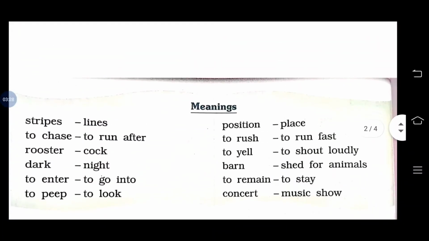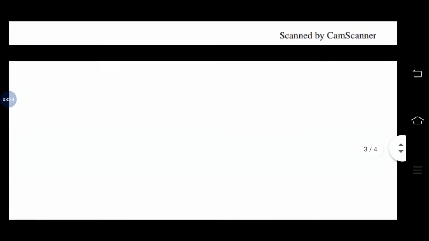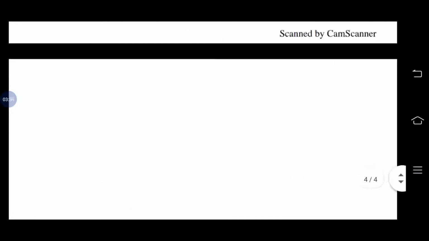Idea, plan. Deaf, one who cannot hear. Slightly means a little. Students, you have to write these meanings also in your fab book as a revision part. Okay. So students, we are just going further.